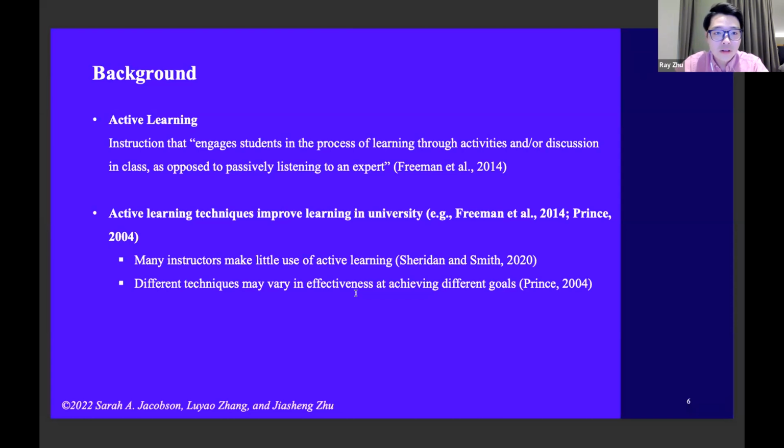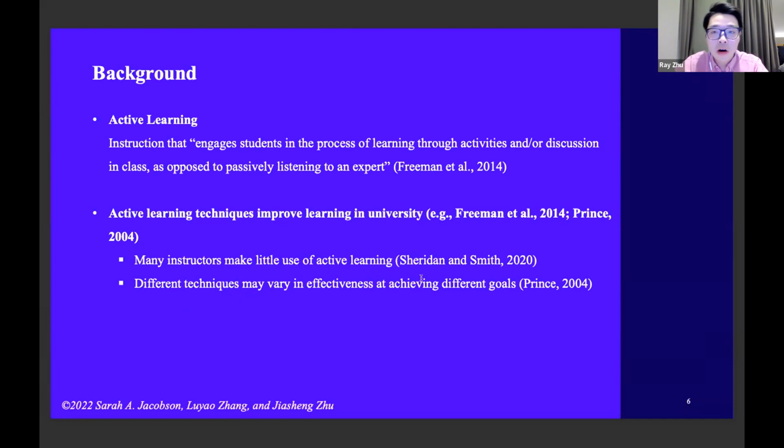Several previous studies have examined active learning, and we found in several pieces of literature that active learning techniques improve learning in university. However, many instructors make little use of active learning. We also found in previous literature that different techniques may vary in effectiveness at achieving different goals.